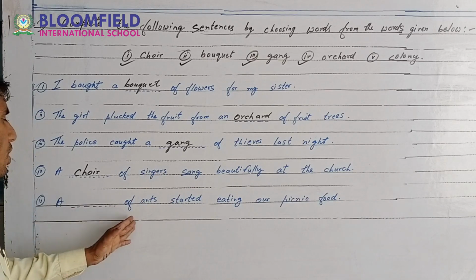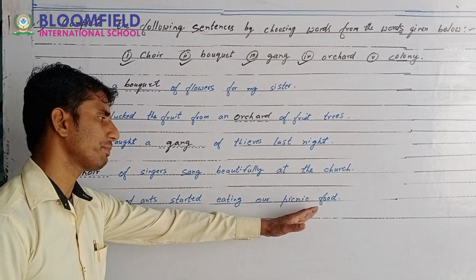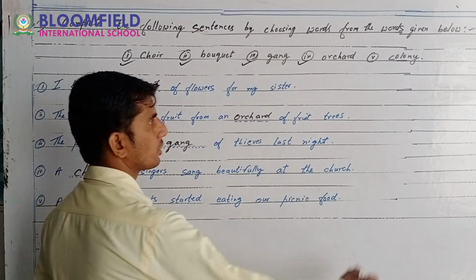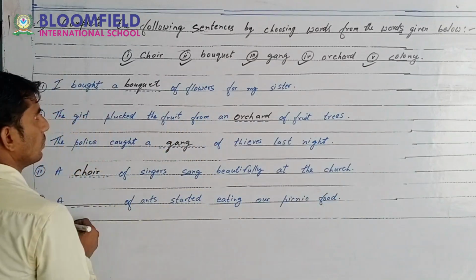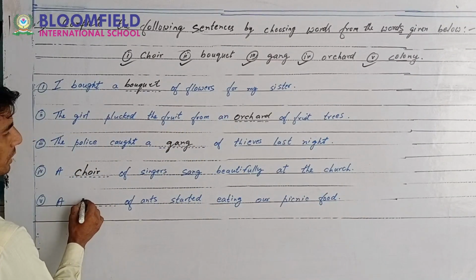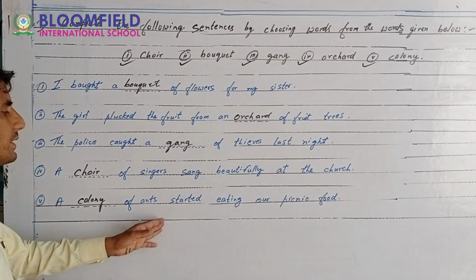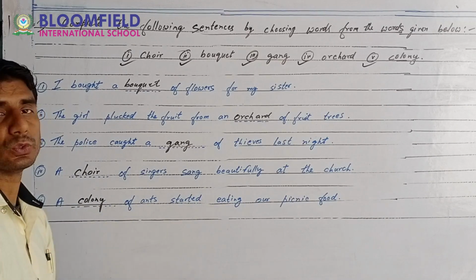Next, a dash of ants started eating our picnic food. If there are many ants, then a colony of ants. A colony of ants started eating our picnic food.